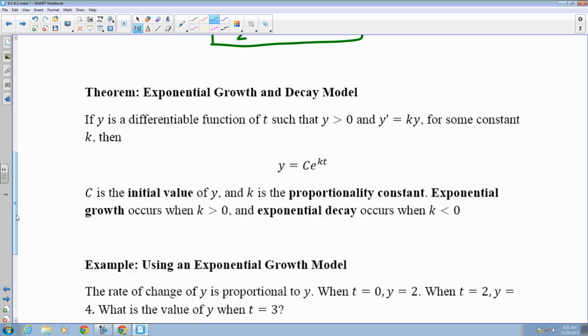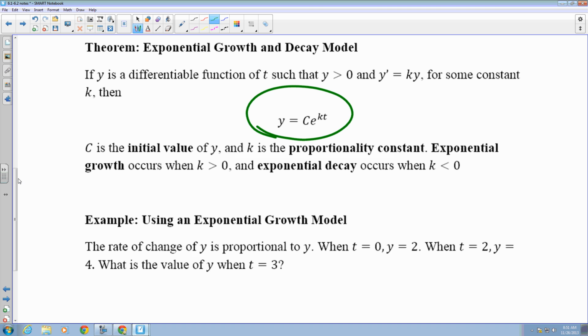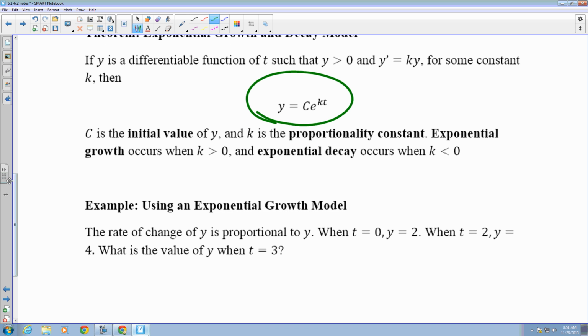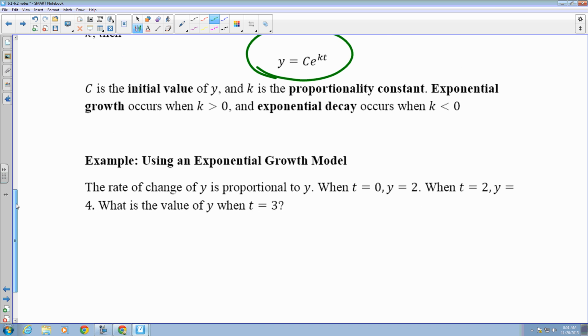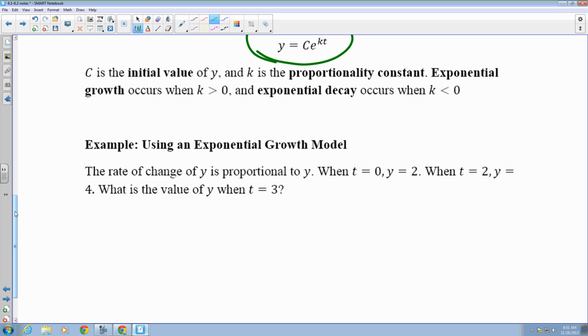Okay, this is a model that you're going to have to know and know how to use. It's Ce^(kt), where C is the initial value, k is the proportionality constant, t is time in years generally. It's very similar to Pert, so if you can't remember Ce^(kt), just try to remember Pert, where k is the same as the rate and C is the same as the principal.